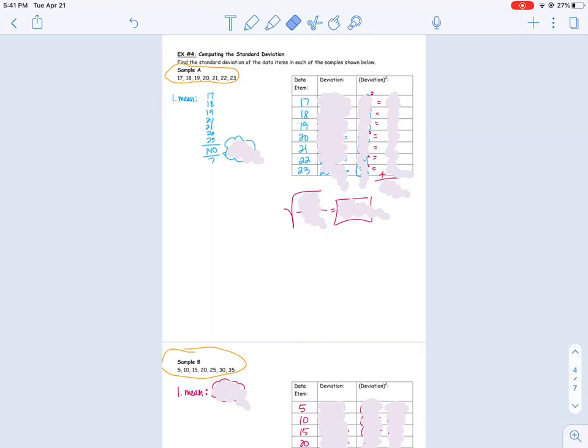All right, for sample A, I found the mean by adding up all my data items, dividing by 7, and I got a mean of 20. I then found the deviation of each of those data items from the mean. I squared them. I added them together and got 28. I took that 28 and divided by n-1. There were 7 numbers, so I actually divided by 6. And then I square rooted that answer, and I got a standard deviation of 2.16.